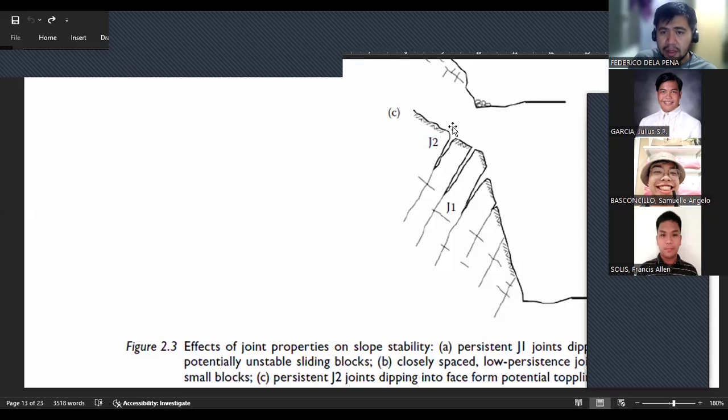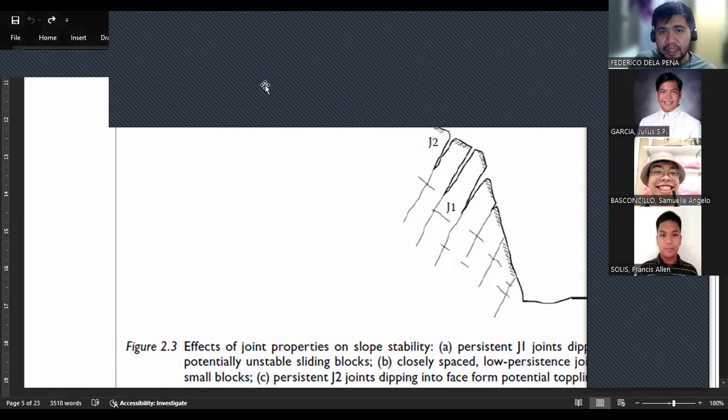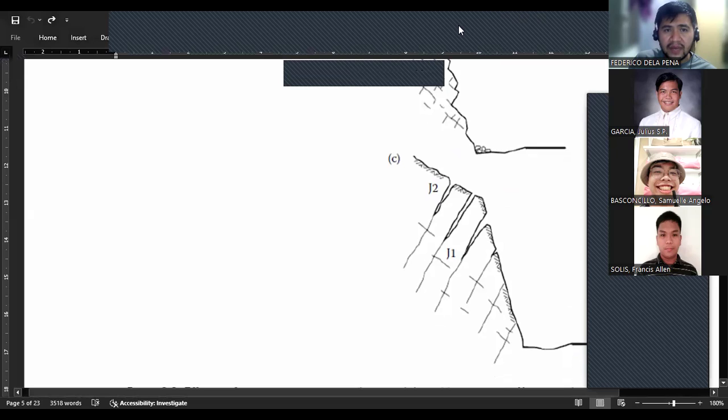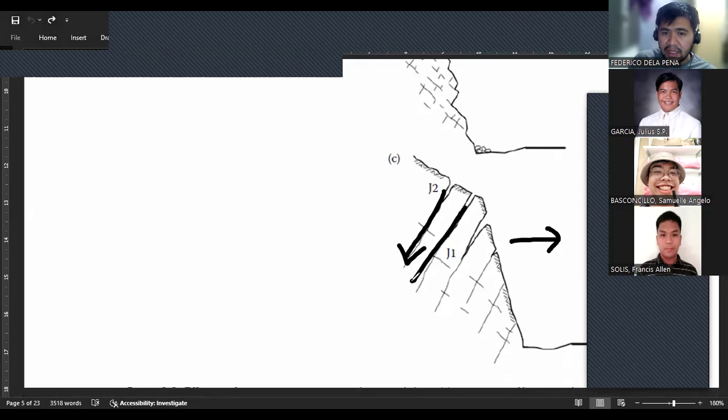If we go back to the document, I mentioned earlier that the important feature of a toppling failure is that you have a rock face that is going opposite of the discontinuities. They have to be of opposing directions.